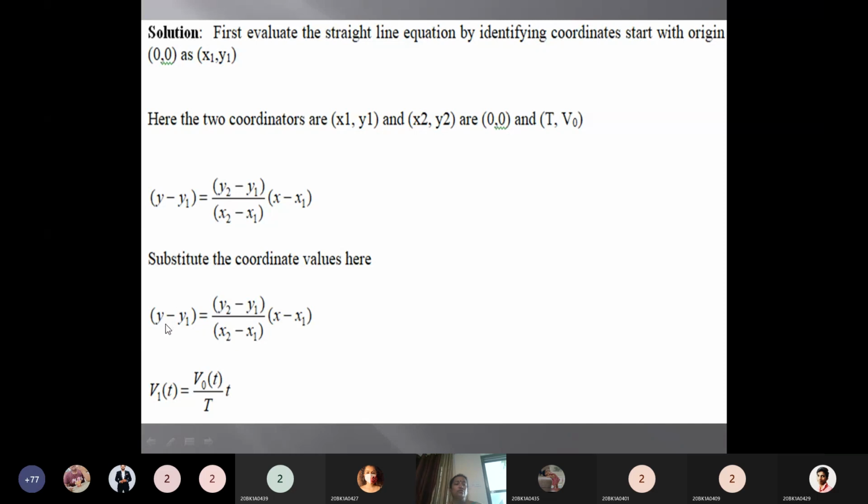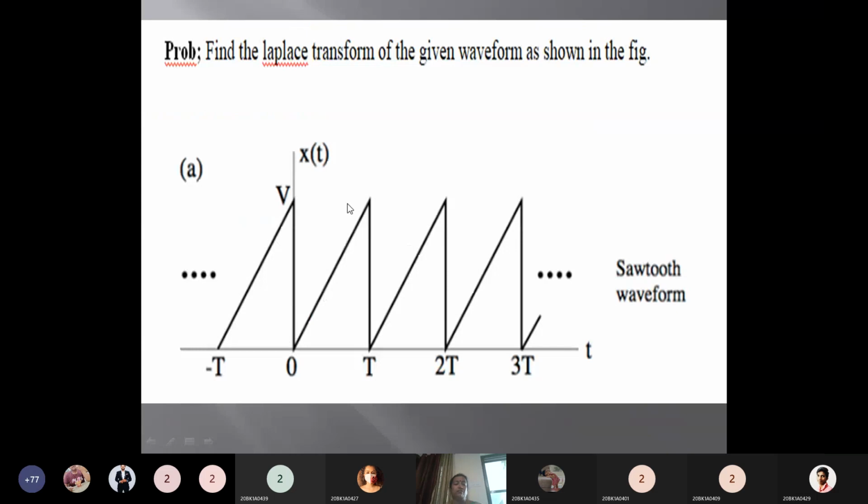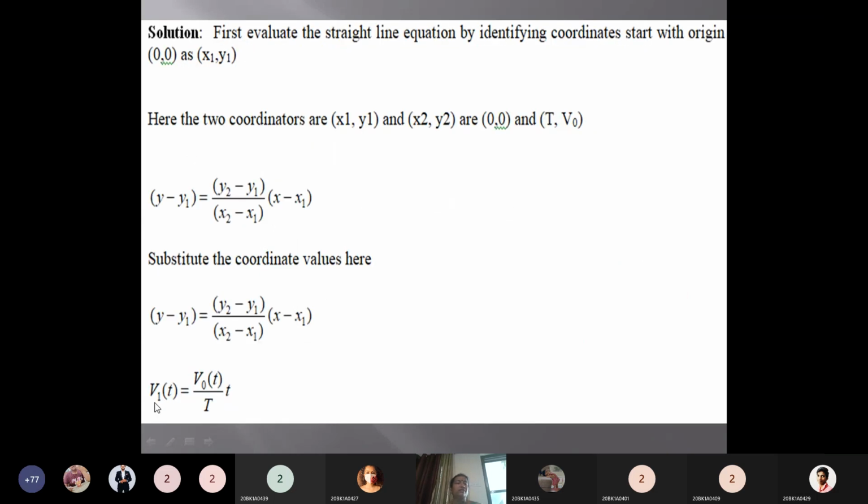But what is y? On the y-axis we have x of t. So here x of t I have given as v1 of t, because we are considering a single waveform. That's the reason I mentioned it here as v1 of t, or v of t as you wish. But just to understand the concept here, v of t.